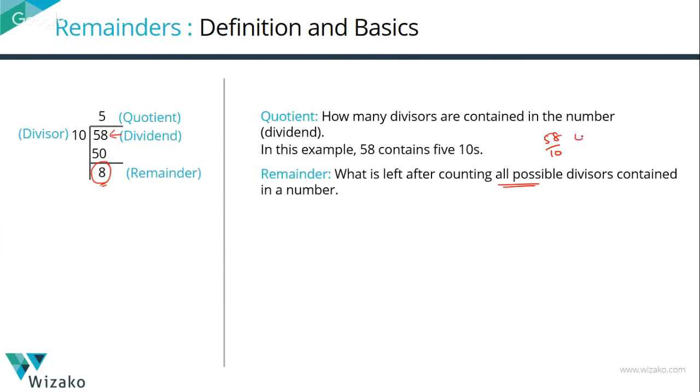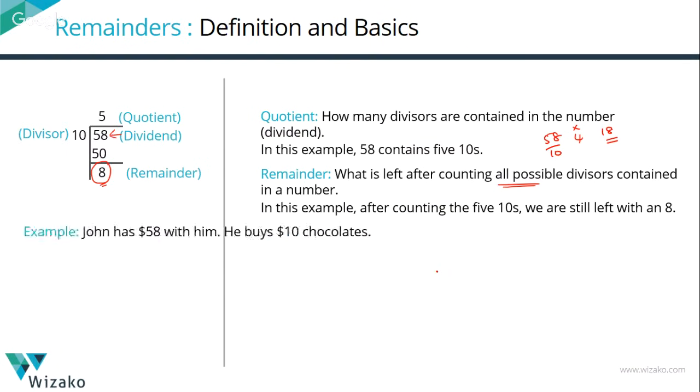You can say 4 tens I've got, and then I've got an 18. We won't say 18 is a remainder of this division because 4 is not the quotient. When we talk about quotient, we're talking about what is the maximum number of divisors that can be counted in this dividend. So the remainder in this case is equal to 8.